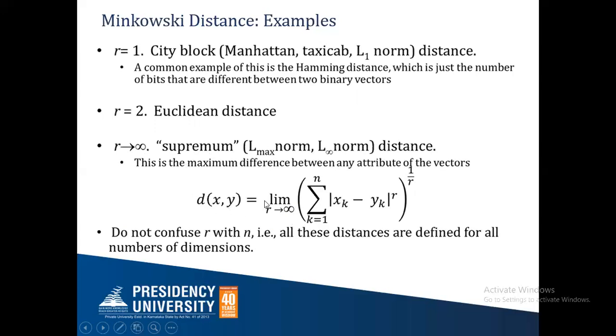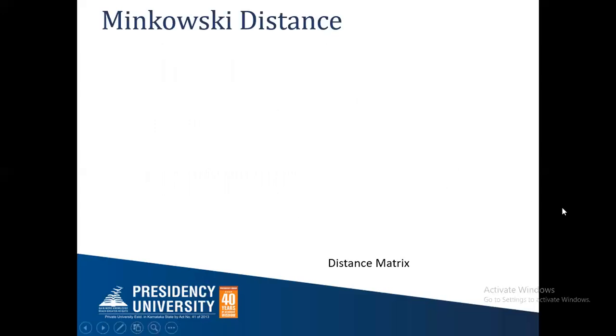This is the dissimilarity measure. D is calculated as limit of r to infinity. This part is the same as Minkowski distance. That is summation of k is equal to 1 to n xk minus yk power r whole power 1 by r. Right? So wherein r is the number of parameters, n is the number of dimensions. X and y are the coordinate values where we can substitute and find out the distance. So this is the Minkowski distance.